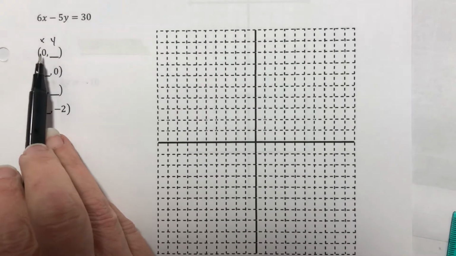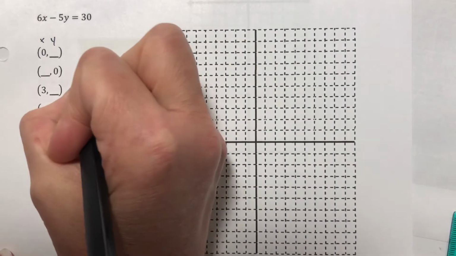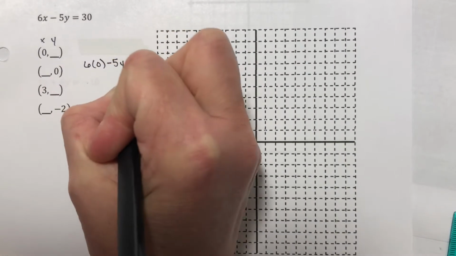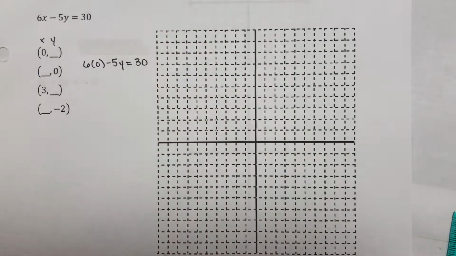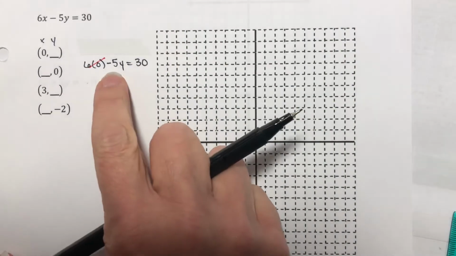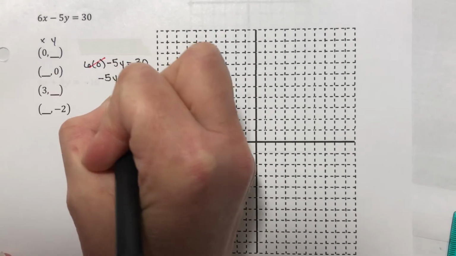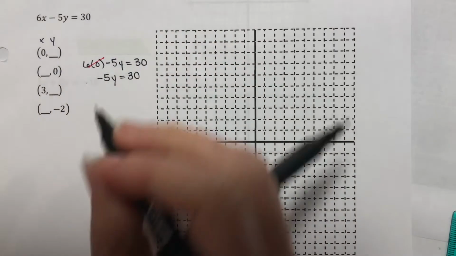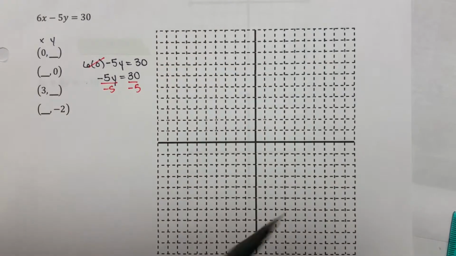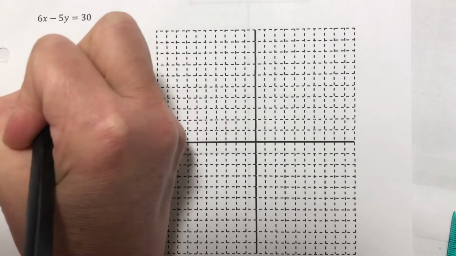So this one is asking us to plug in 0 for x and see what we get for y. So that would be 6 times 0 minus 5y is equal to 30. Well, 6 times 0 is 0, and that just goes away. So really, I'm just doing negative 5y is equal to 30. So I need to divide both sides by negative 5 to get y is equal to negative 6. So a negative 6 goes right here.